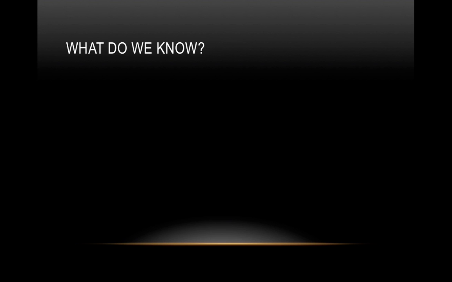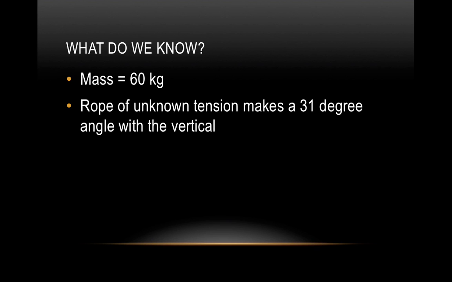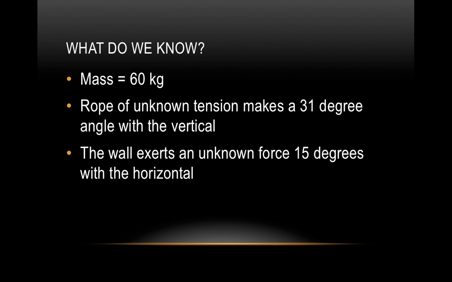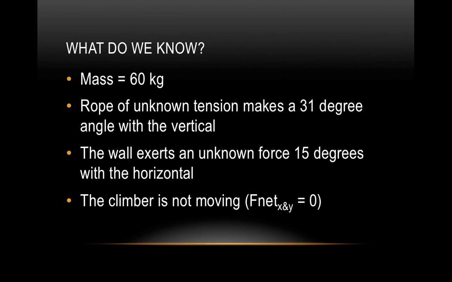First, we want to start with what we know from the problem. We know that the climber has a mass of 60 kilograms. The rope has an unknown tension, which makes a 31-degree angle with the vertical. The wall exerts an unknown force 15 degrees from the horizontal, and the climber is not moving. Therefore, Fnet in the x and y directions are 0. It's a pretty safe bet that in this case we'll be solving for both of the unknown forces.